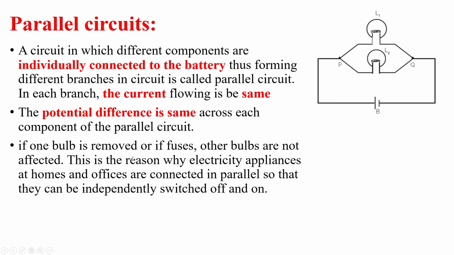So if one bulb is removed or fused, the other bulbs are not affected. This is the reason why electrical appliances at homes and offices are connected in parallel circuits, so that they can be independently switched off and on. So you can see over here that in your home, if you remove one of the bulbs in your room, it will not stop the flow of current at your home, because all these connections and all the wirings which have been done are through a parallel arrangement.